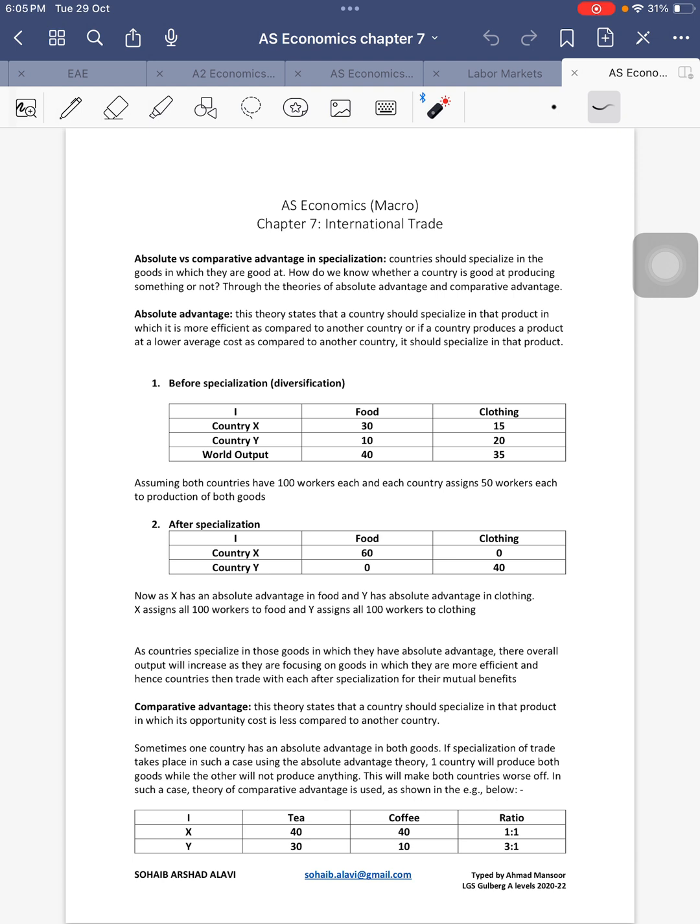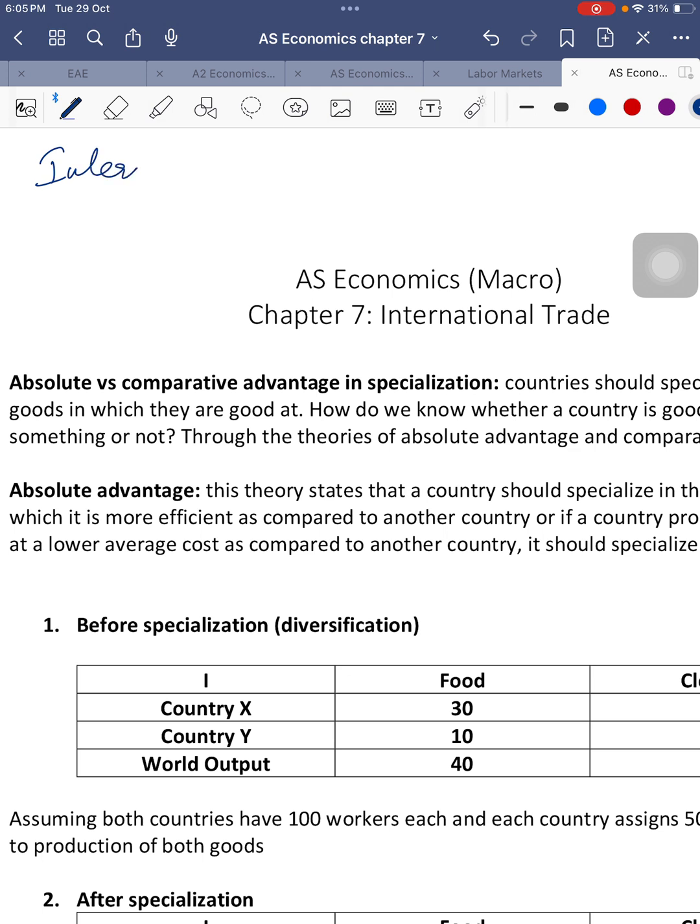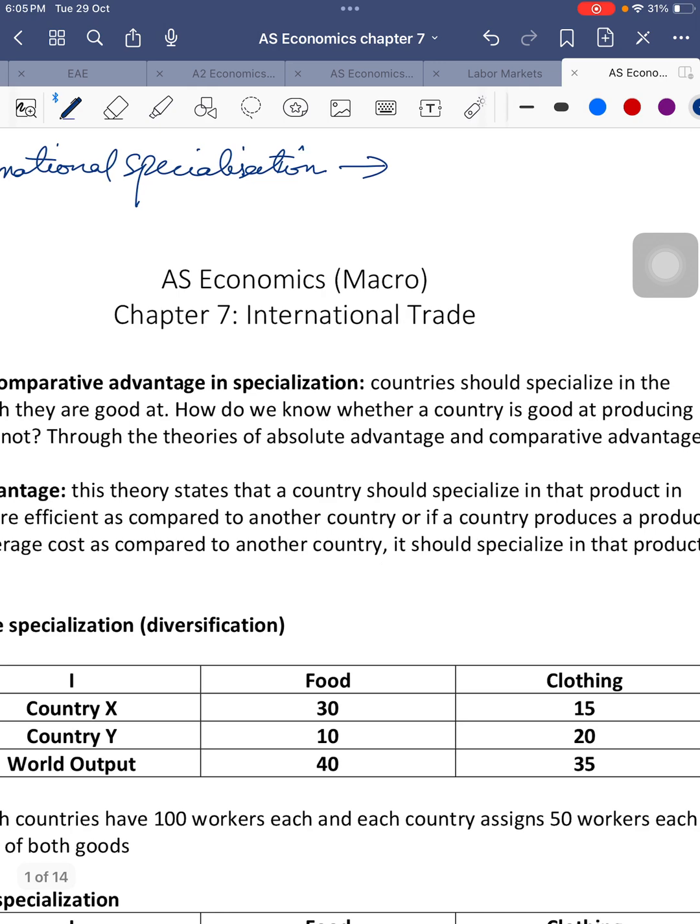We know that international specialization entails that countries will focus on those goods in which they are good, in which their resources are more suited, right? That is what international specialization is. And always remember, international specialization will always lead to international trade, right?